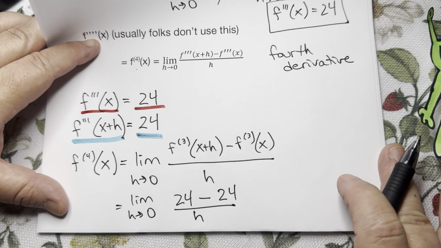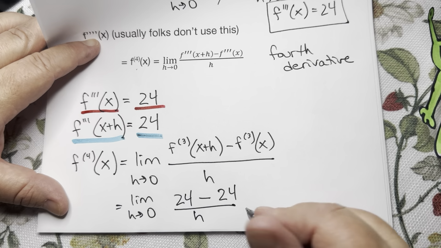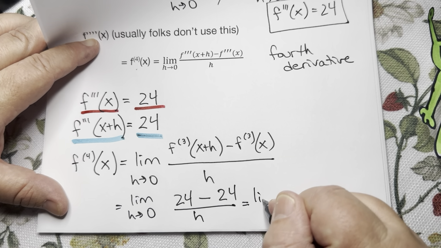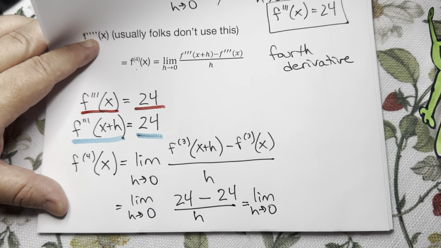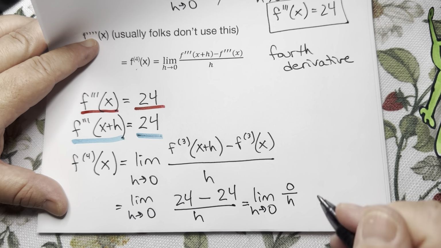Gently. I'm going to say chill, because a lot of times in math, we've got to chill. So do not take the limit. Leave the limit undone. What is 24 minus 24? It's 0.